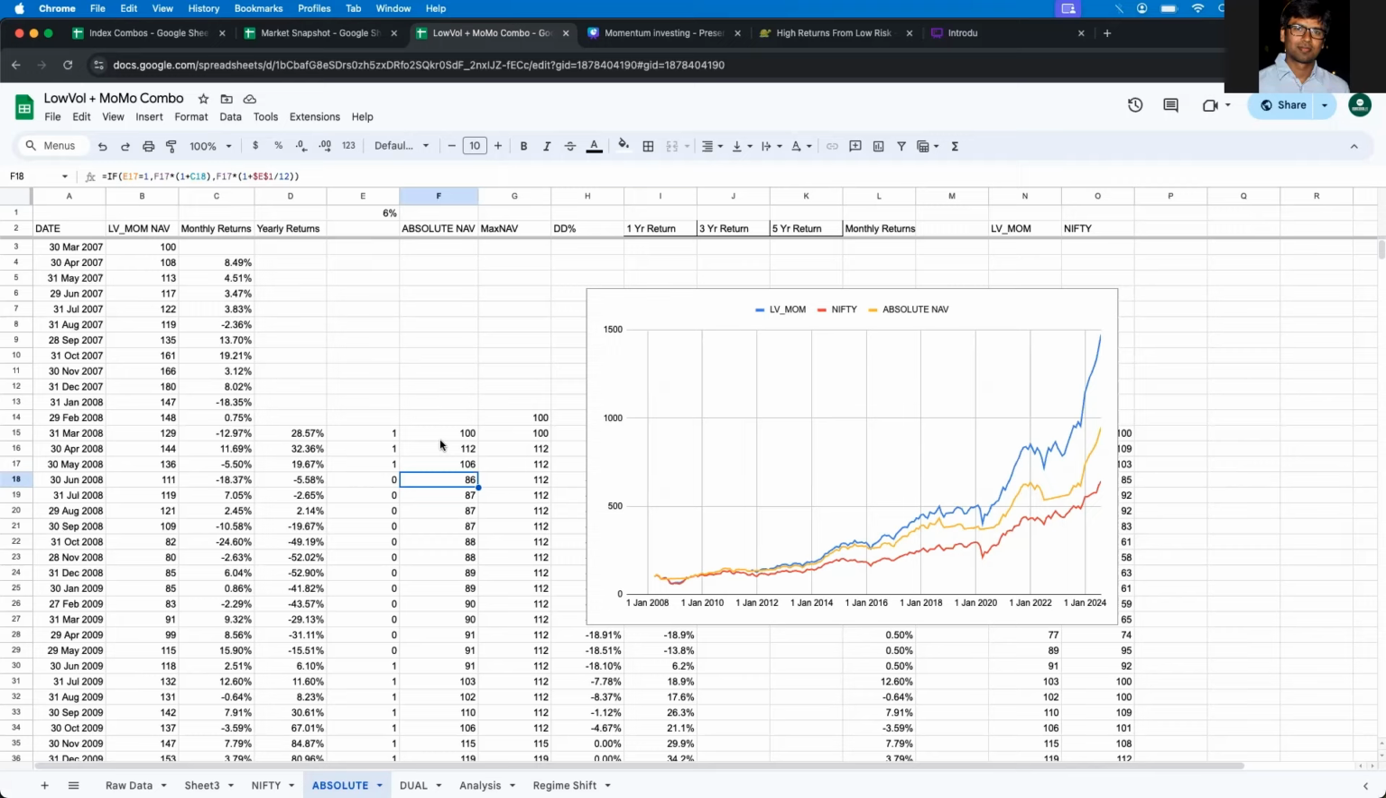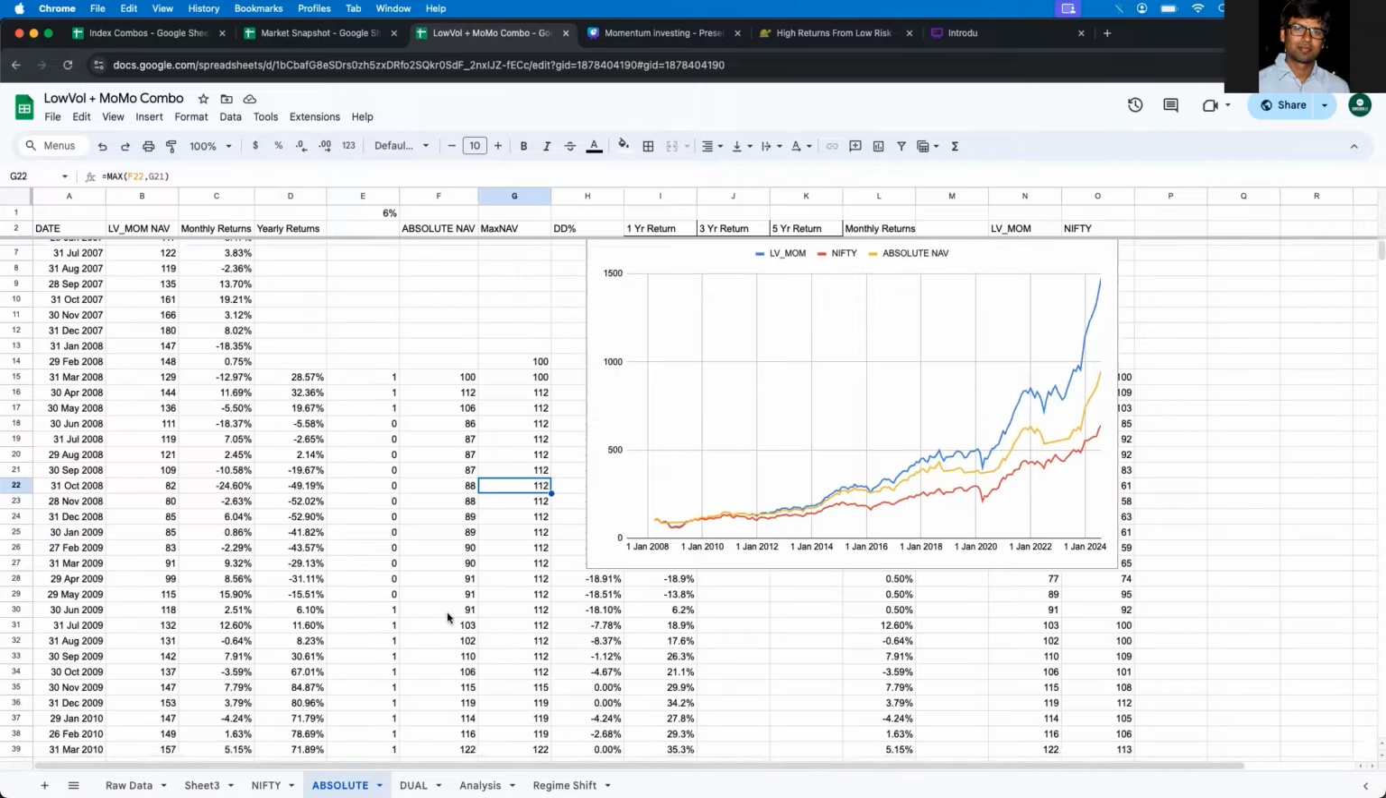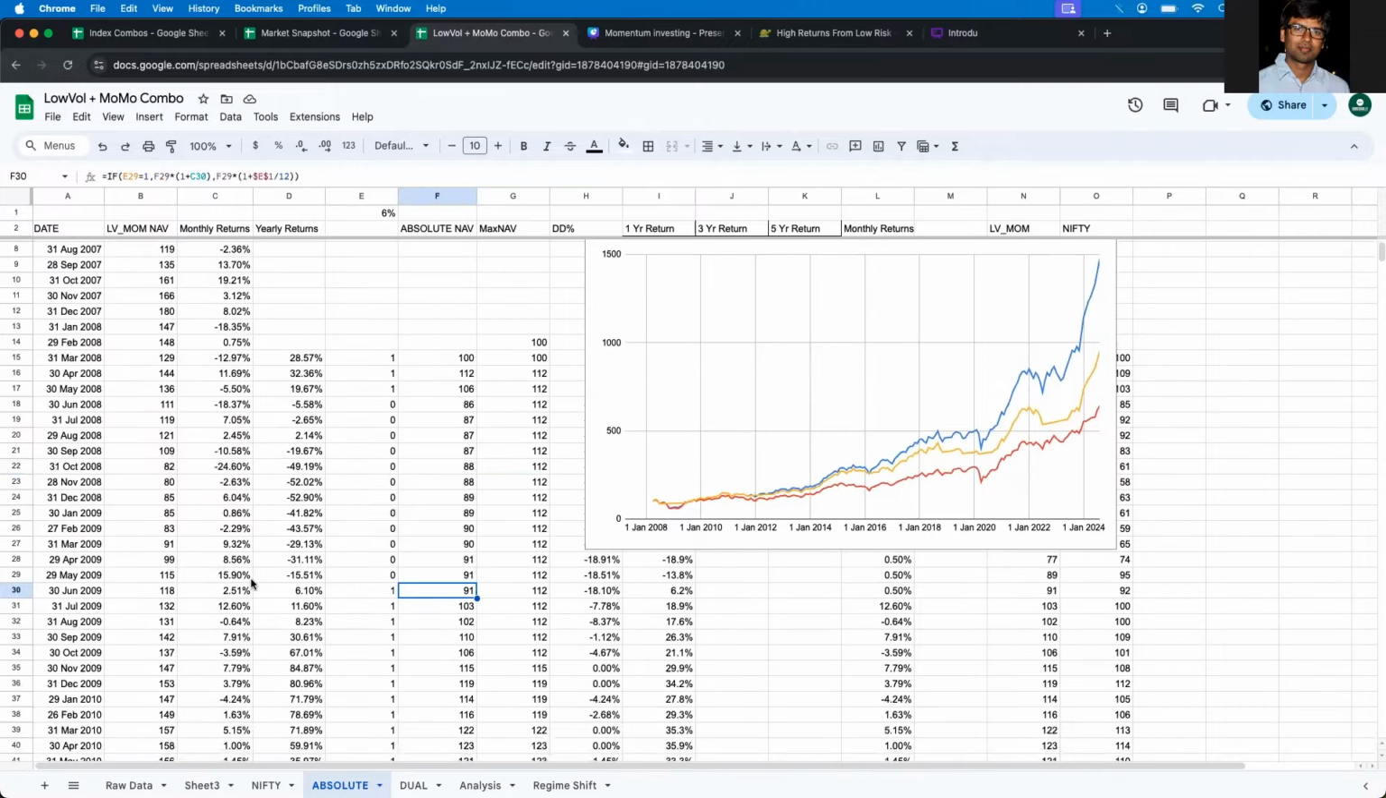Now, when we exit LVMOM and invest in fixed deposit, you see a very secular improvement in the returns because we have invested in the fixed deposit. Then, when we are back in LVMOM, the returns are again based purely on the monthly returns of the LVMOM strategy. You can play around with this Google sheet, and if you want to know more about absolute momentum, I'll also be sharing that link, and you can derive insight from it.